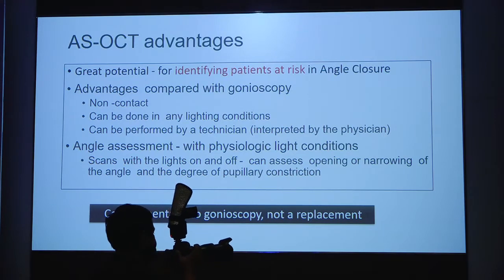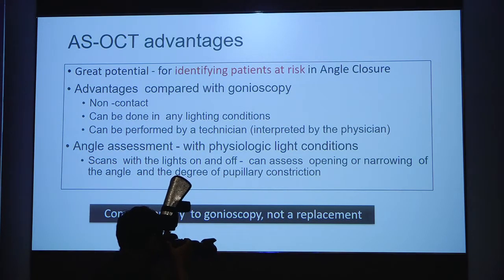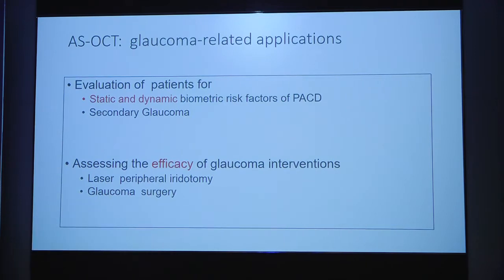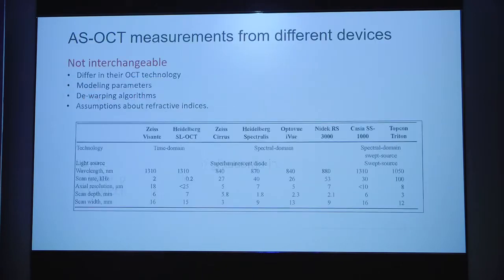An ophthalmologist is not required. Angle assessment with physiologic light conditions, like photopic or scotopic, can also be done in the same setting. So evaluation of patients for static and dynamic biometric risk factors is possible with this, and even secondary glaucoma can be assessed. Assessing the efficacy of glaucoma interventions can also be done, when we do laser PI or if we do glaucoma surgery.